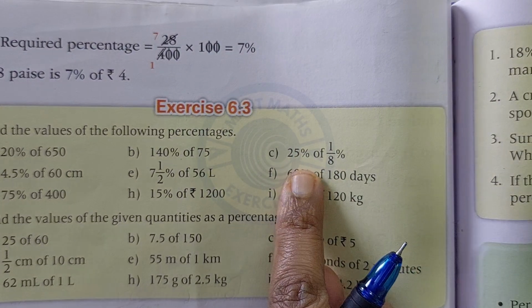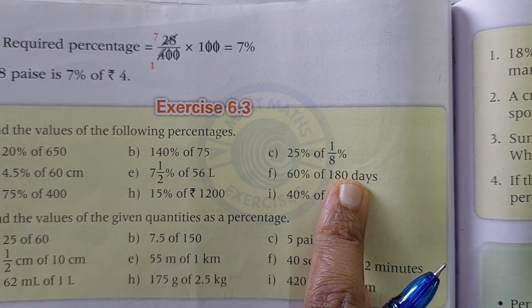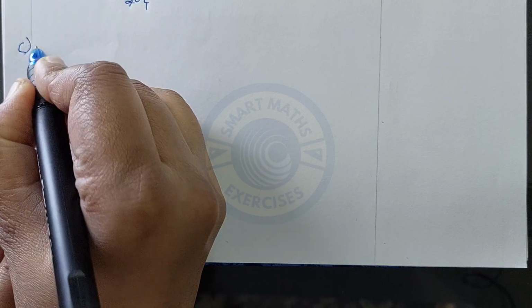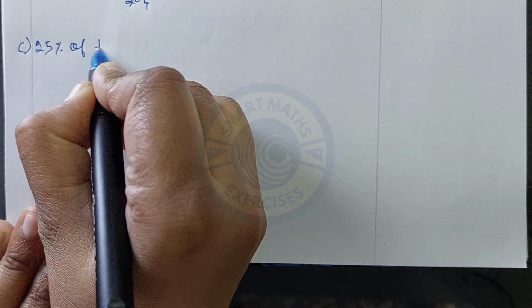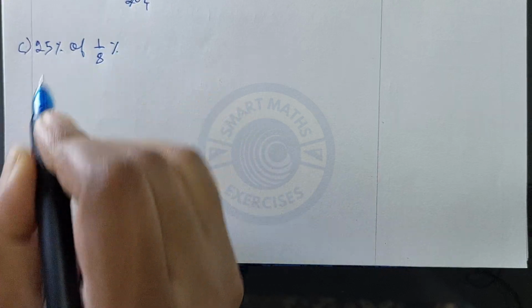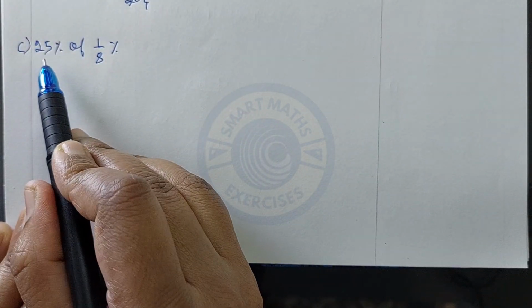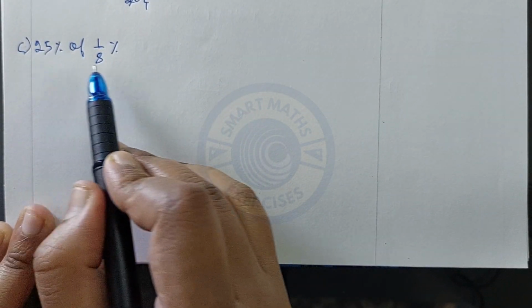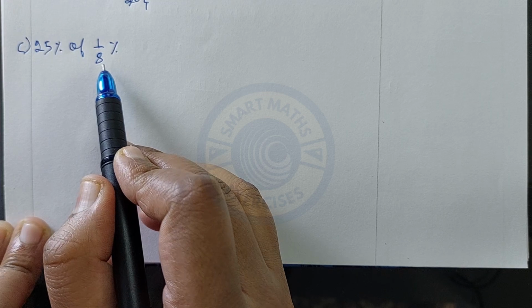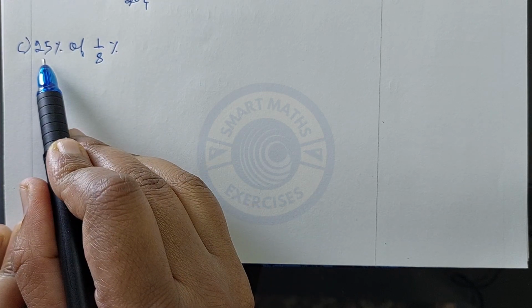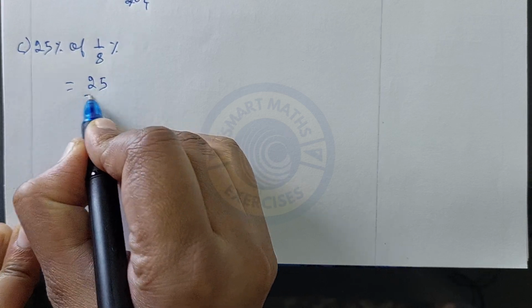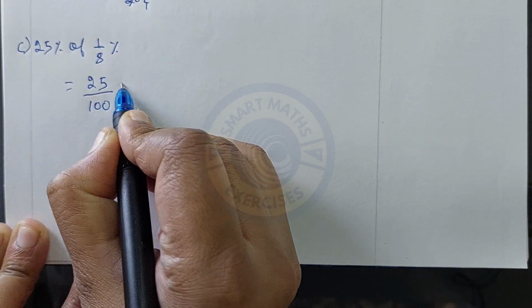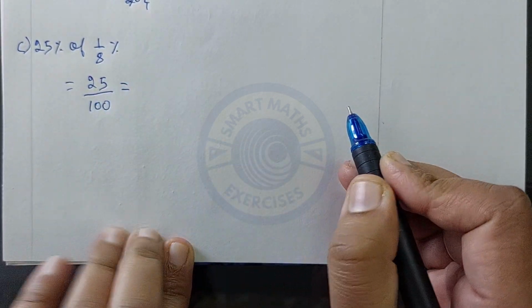Next question. C. 25% of 1 by 8%. Here we have two percentages. One is 25% and one is 1 by 8%. First, let us convert this into fraction. That is 25 by 100. Divide this and write the answer.